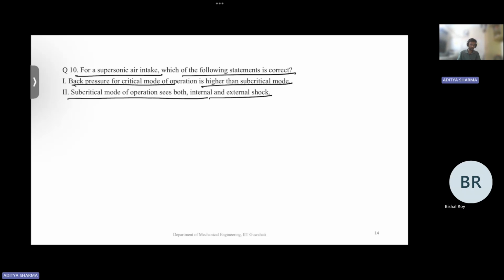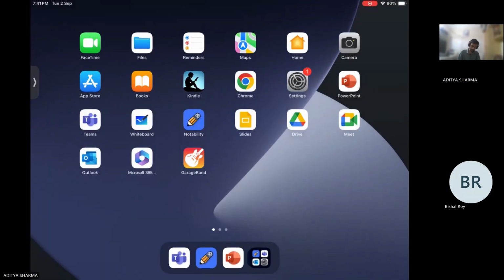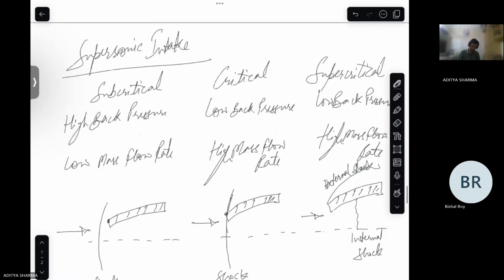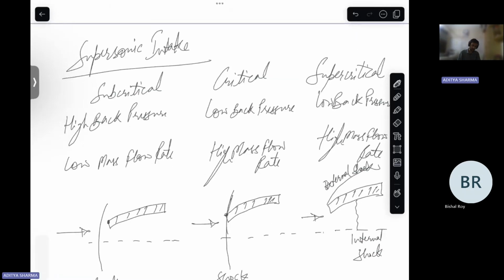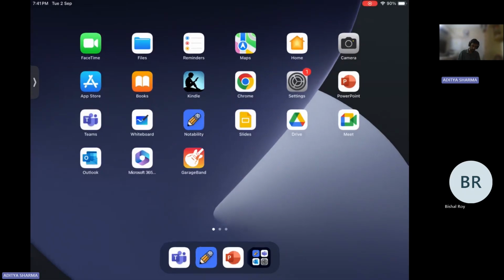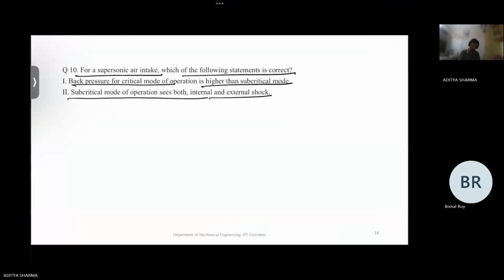First, back pressure of critical mode of operation is higher than subcritical mode. This is not a correct statement. If you go back, the back pressure of the subcritical mode is highest and the supercritical mode is lowest. The statement says the opposite. So the first is not a correct option. This is a false statement. First statement is false.